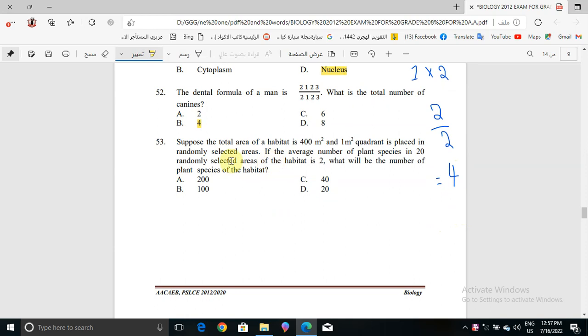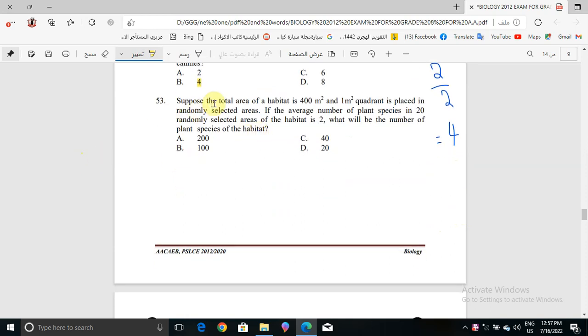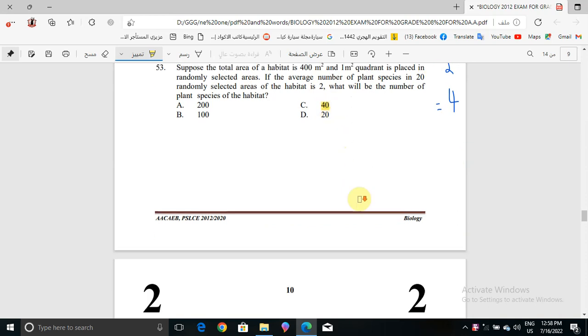Now question number 53 is asking what? Suppose the total area of a habitat is 400 meters squared and 1 meter square quadrant is placed in randomly selected areas. If the average number of plant species in 20 randomly selected areas of the habitat is 2, what will be the number of plant species of the habitat? It will be 40. Because 2 times 20 it will be 40.